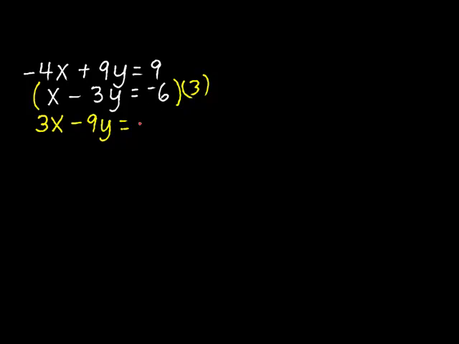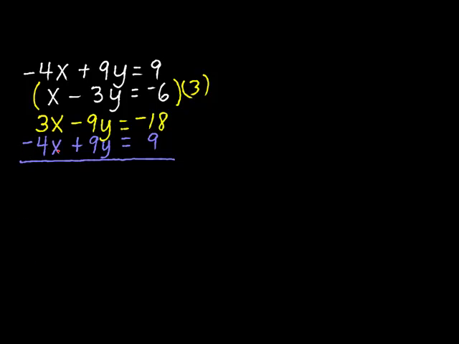3y becomes 9y, the negative 6 becomes negative 18. Here's where I like to always rewrite the other equation right below it so they're right by each other. So I'm rewriting the first equation. It's not changed at all. I'm drawing a big line so that I can add the two equations together and see what I get.